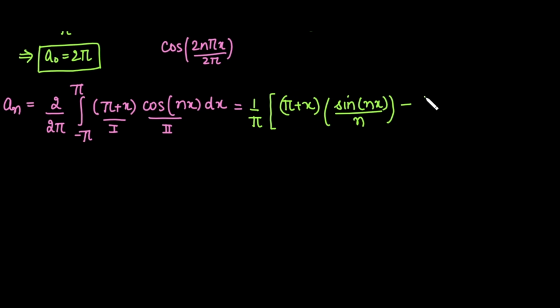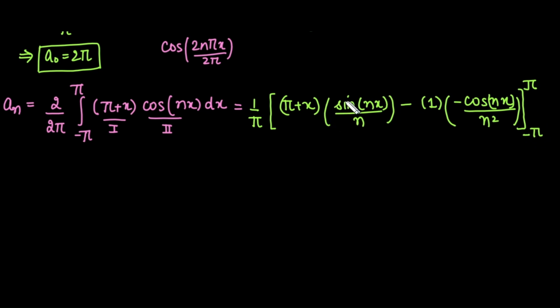this term is 1, integration of this term, that is minus cos of nx divided by n, and already 1 n is here, so we can write this as n square. Derivative of 1 is 0, so there is no need to take the next term. Limit from minus pi to pi.